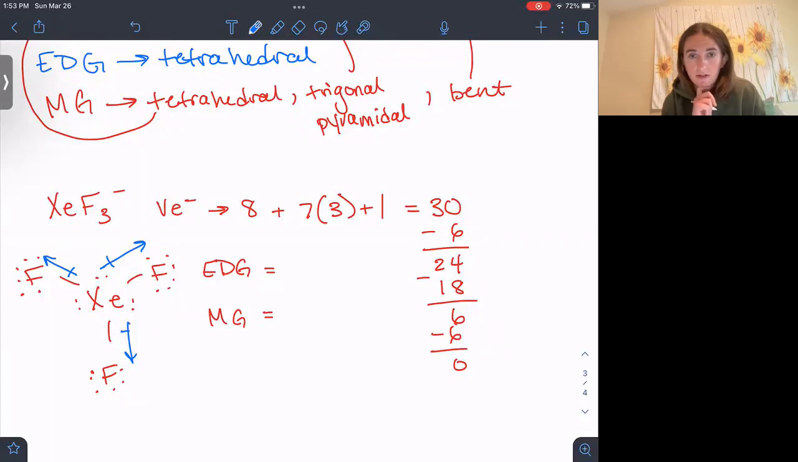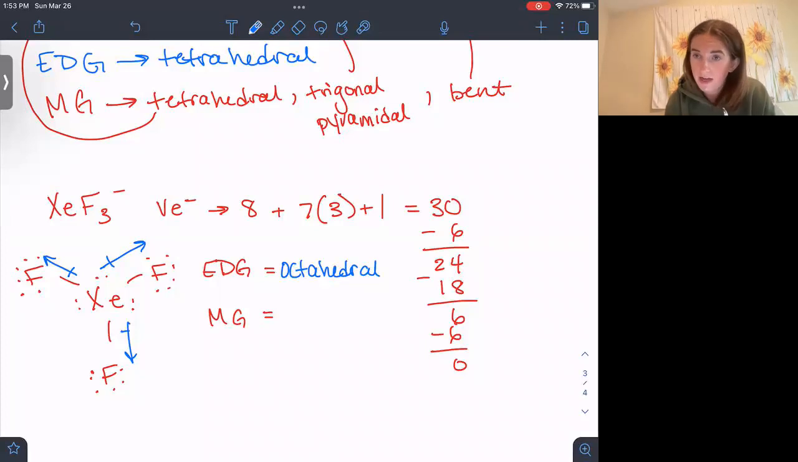How many electron domains do we have? We have 6 electron domains. 3 of them are in a single bond. 3 of them are in a lone pair. Good, right? So we have an octahedral. We have an octahedral shape, right? 6 means octahedral shape.